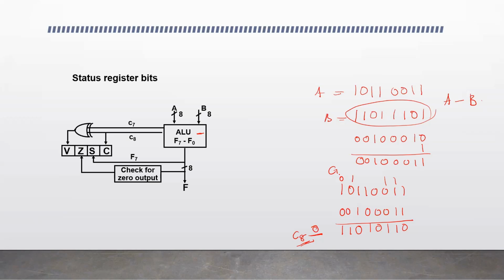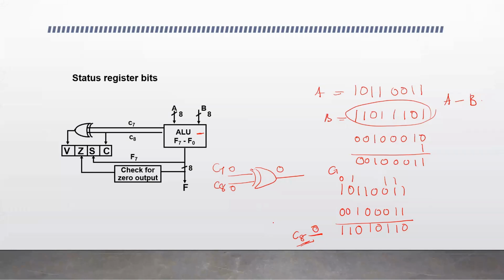So to check overflow, these two carries, C7 and C8, are checked. When we perform XOR on C7 and C8, what is C7? It is 0 and C8 is 0, so the result would be 0. When the bits are the same, it generates 0.